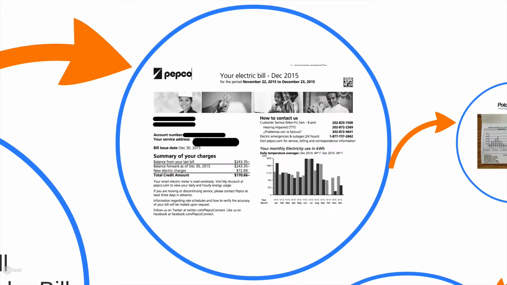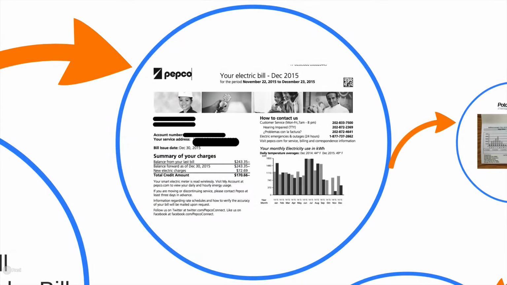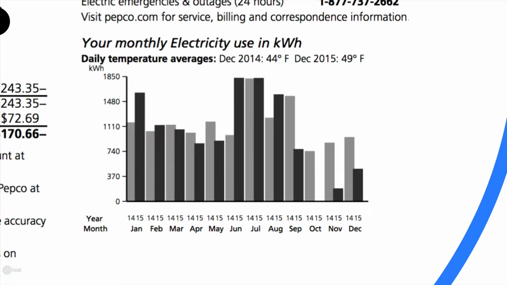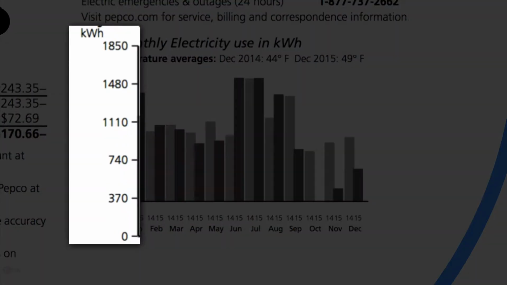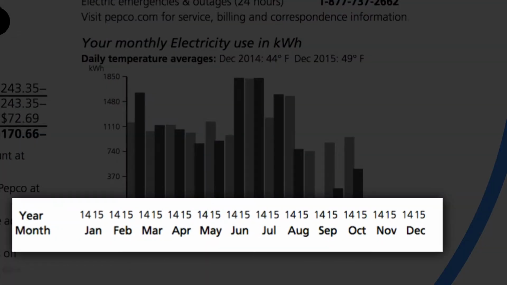Let's start by taking a look at the first page of your electrical bill. Here you would find what you pay on a monthly basis. This is a no-brainer. On the right side you would find the graph bar. It describes your monthly electricity use in kilowatt hours. On the left side of your graph, you will find the kilowatt hours consumed. Down on the bottom, you will find the last 2 historical years of usage. They're broken down on a monthly basis.